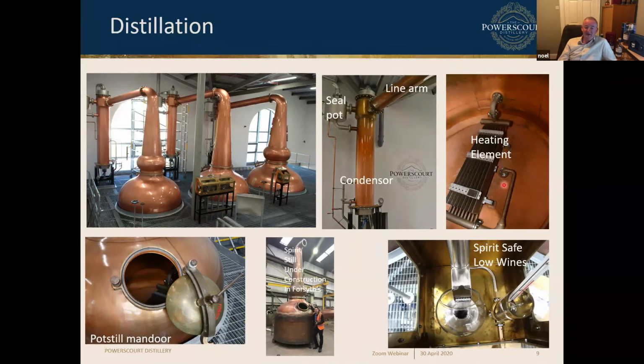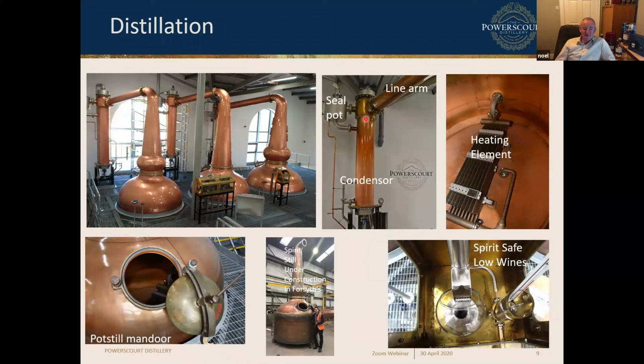But that heating element boils the liquid. The vapor rises up the neck of the column across the line arm, and that's what we call that line arm. The line arm is at an angle so that it drops down towards the condenser, and that collects the liquid, and the liquid is then cooled.